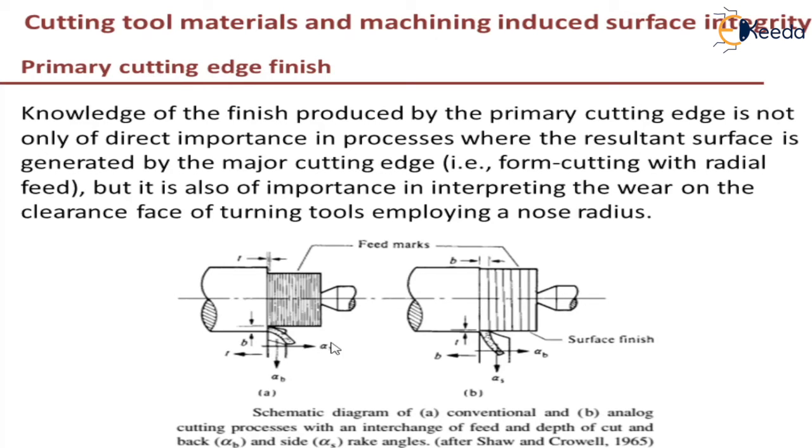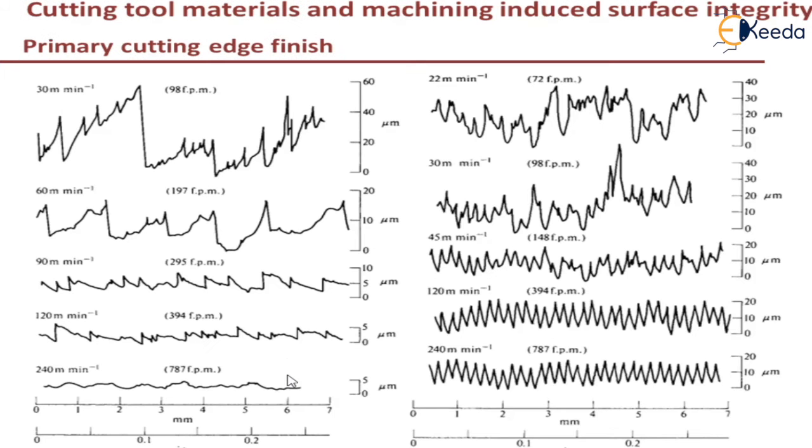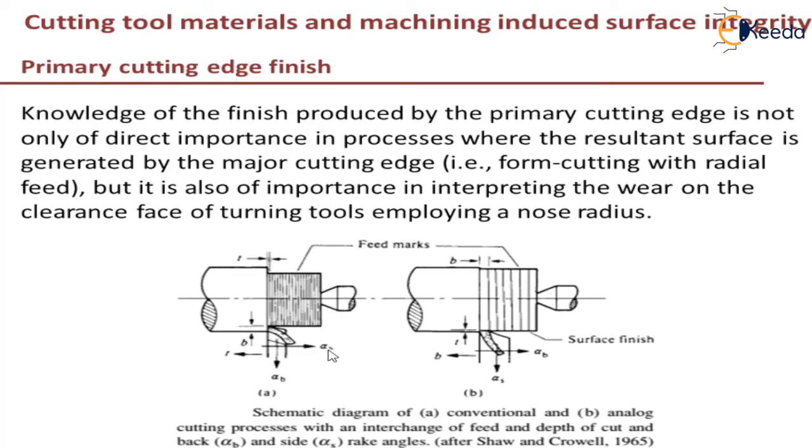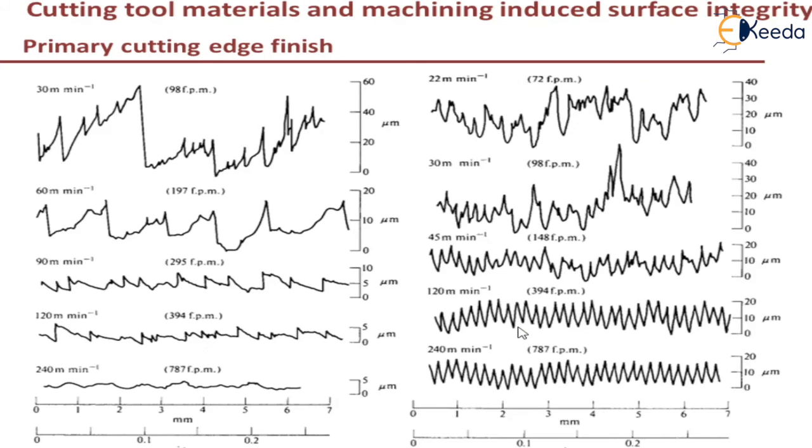As you can see in the figure, alpha x and alpha b are in this direction, whereas here they are interchanged. That is, the feed and depth of cut are interchanged, and also the back rake angle and side rake angle, which we discussed in the previous slide, are interchanged. By doing this in the second case, the analog cutting process, you can see a helical tool path is generated, which has a sufficient width so that we can measure it through the tracer. The comparison of the surface finish profiles is shown in this slide.